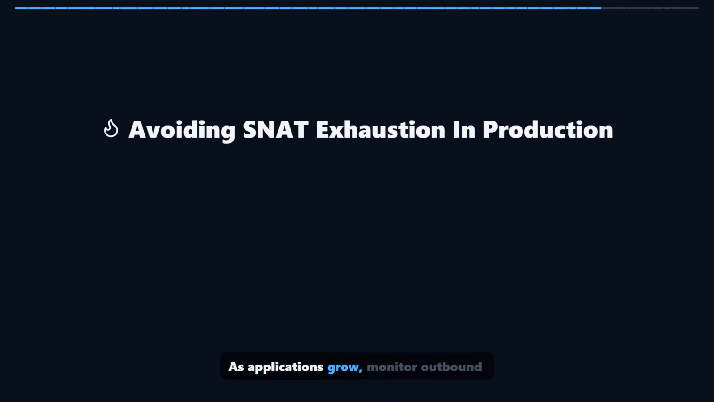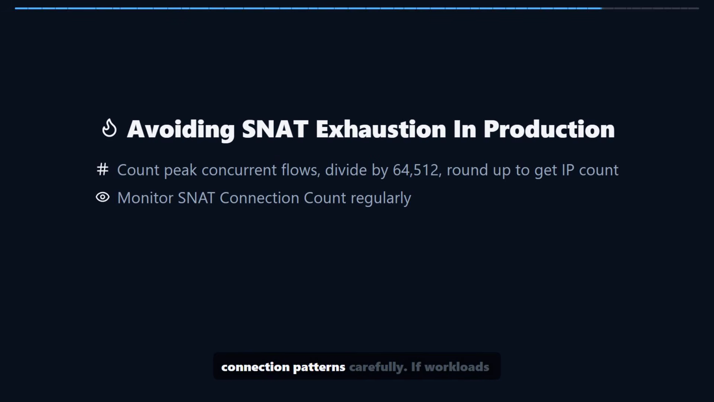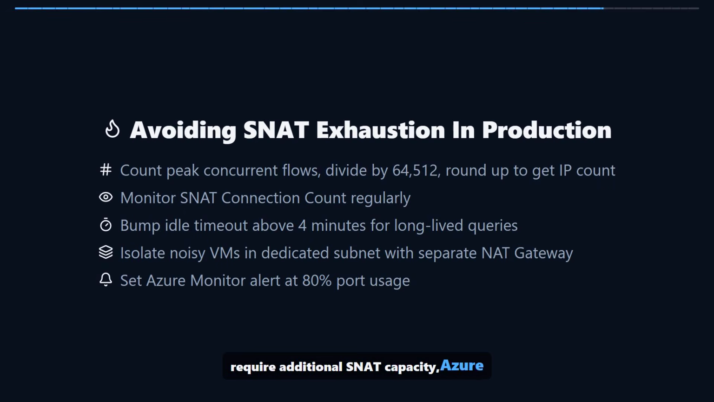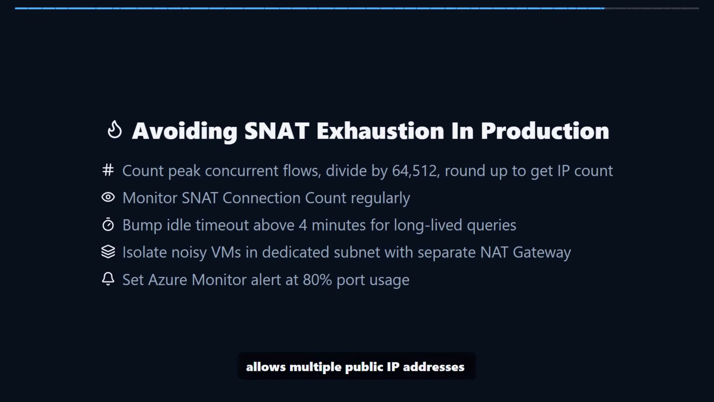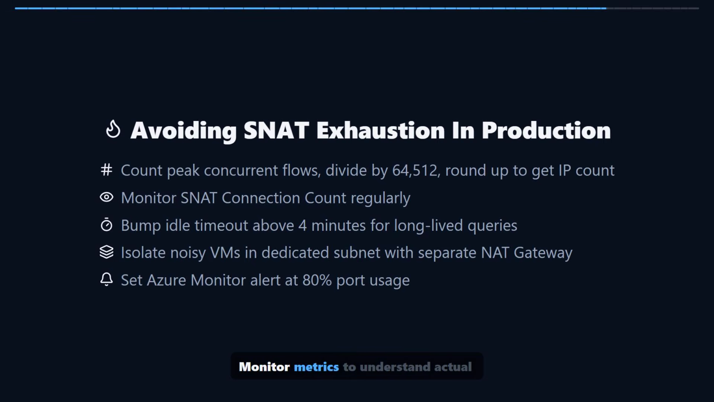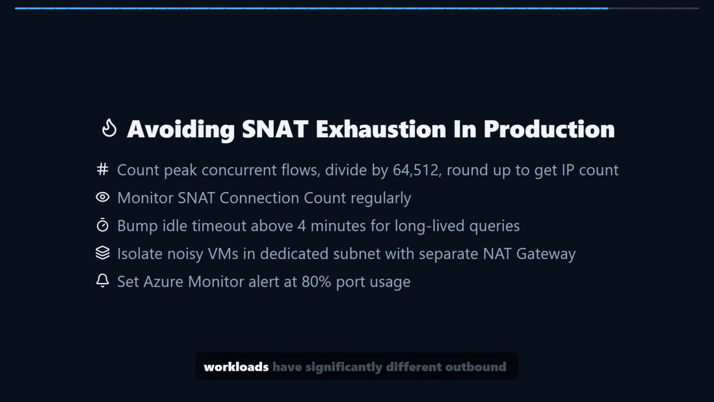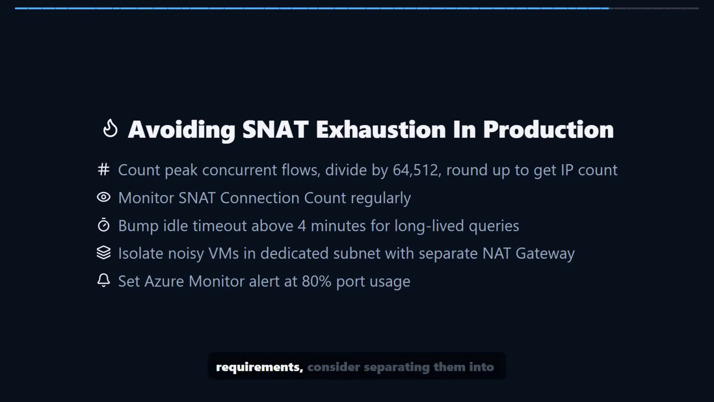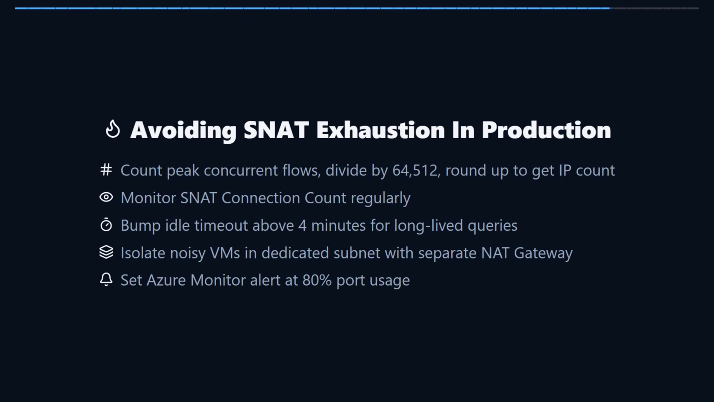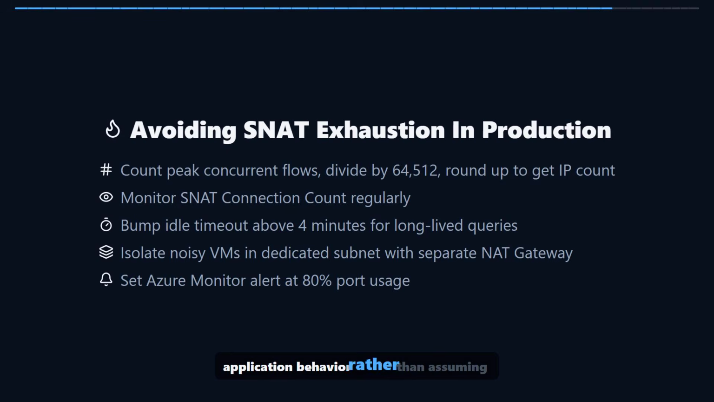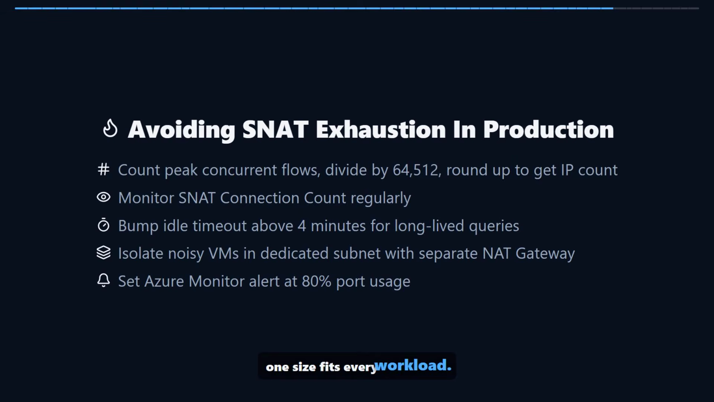As applications grow, monitor outbound connection patterns carefully. If workloads require additional SNAT capacity, Azure allows multiple public IP addresses to be associated with the same NAT gateway. Use Azure Monitor metrics to understand actual utilization before scaling. If different workloads have significantly different outbound requirements, consider separating them into dedicated subnets with their own NAT gateway. Design networking around application behavior rather than assuming one size fits every workload.